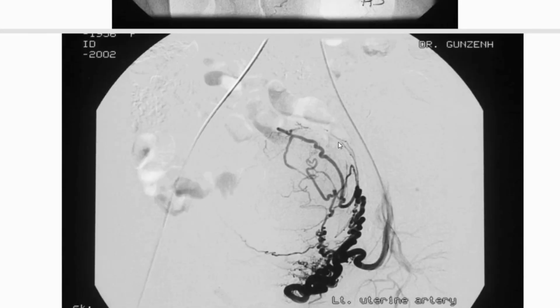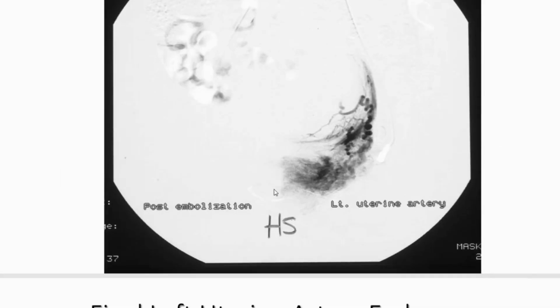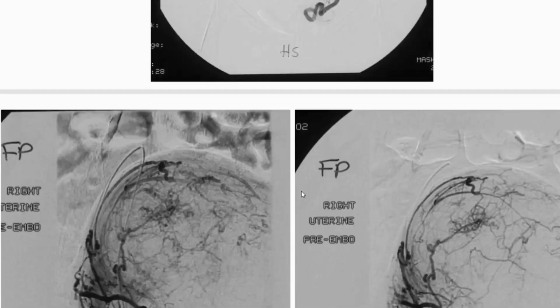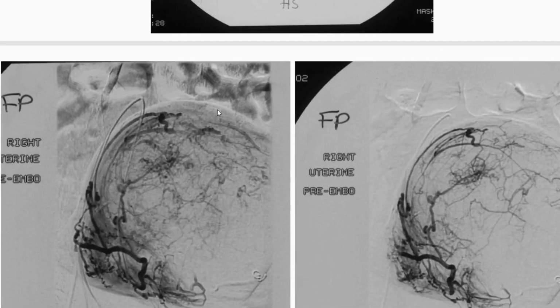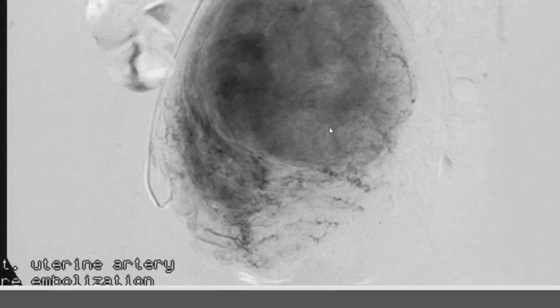and this is the prominent and enlarged uterine artery coursing into the uterus, and this is enhancement of the left portion of that fibroid. And this is after embolization, where we've decreased the flow to the uterus and the fibroid. This is the final picture on the left. And here's a picture on the right, a nice large fibroid uterus. And you can see that again, now with enhancement in the uterus.